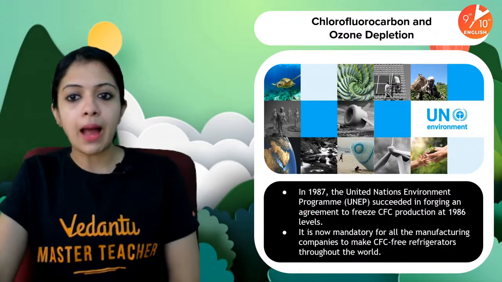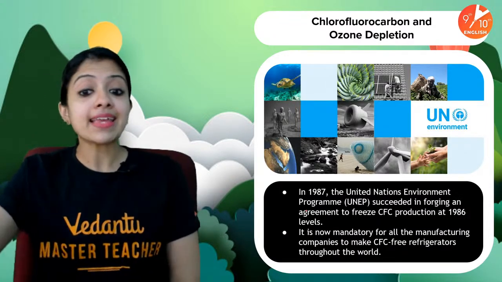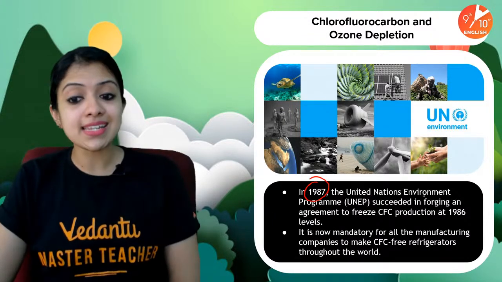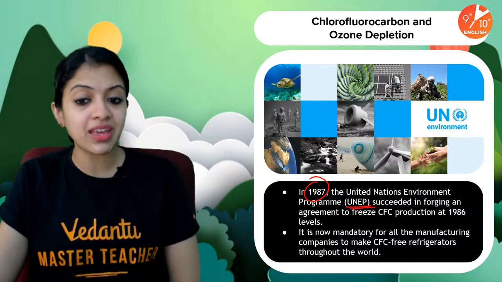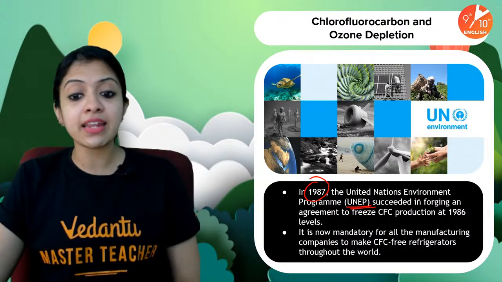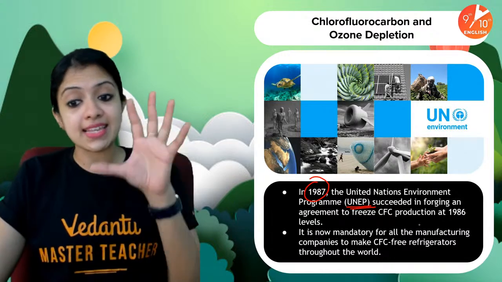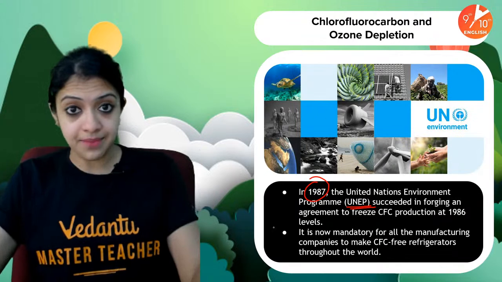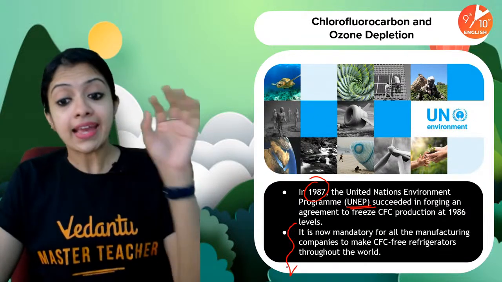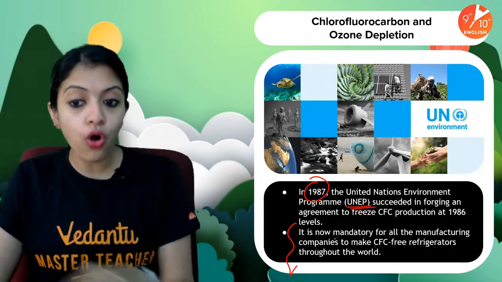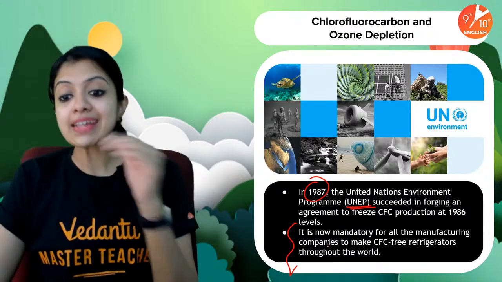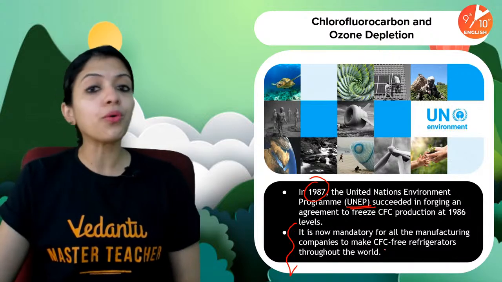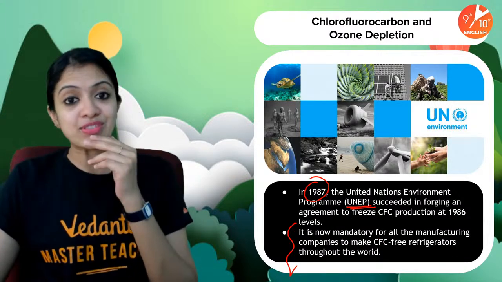So, chlorofluorocarbon and ozone depletion. In 1987, the United Nations Environment Programme, abbreviated as UNEP, succeeded in forging an agreement to freeze CFC production at 1986 levels. And yes, pay careful attention to this. It is now mandatory for all the manufacturing companies to make CFC-free refrigerators throughout the world. Chlorofluorocarbons. That's what CFC stands for.